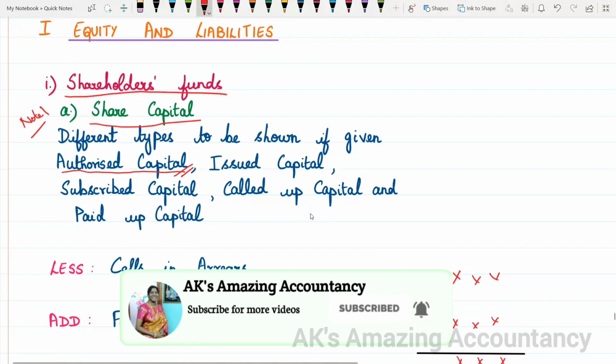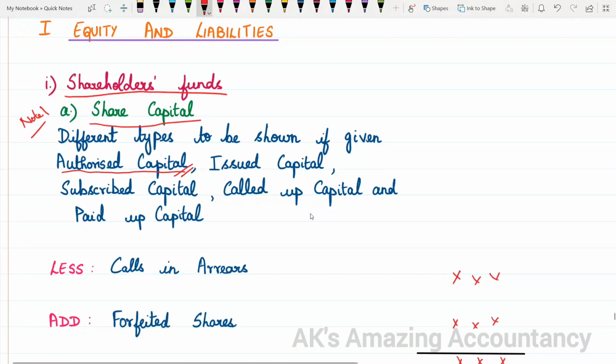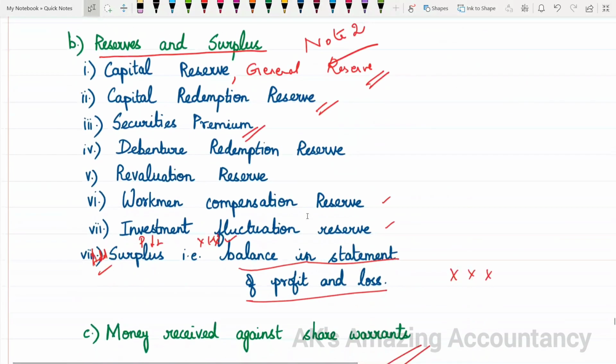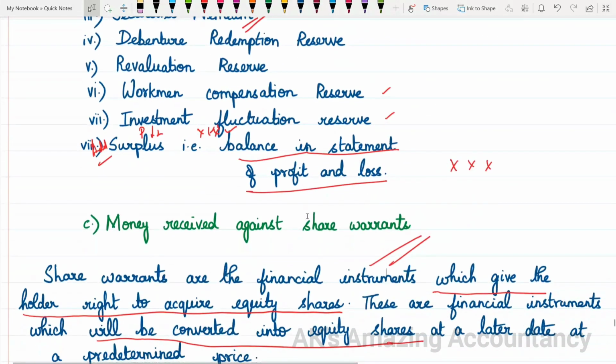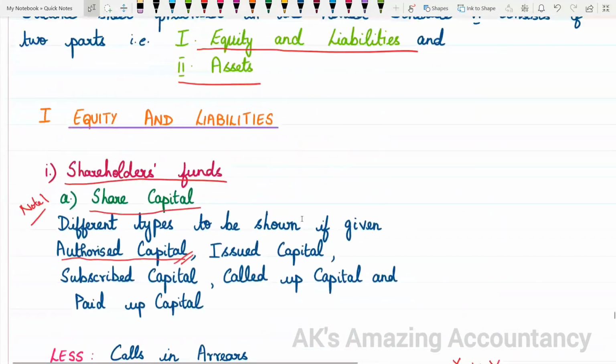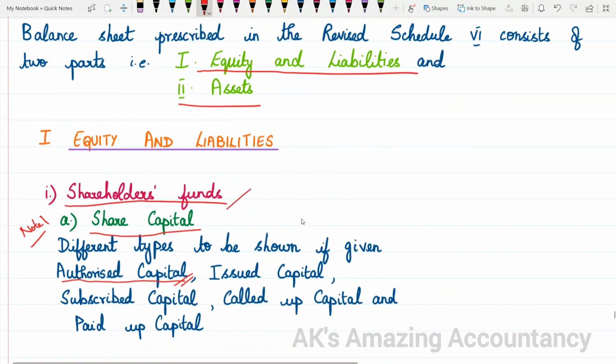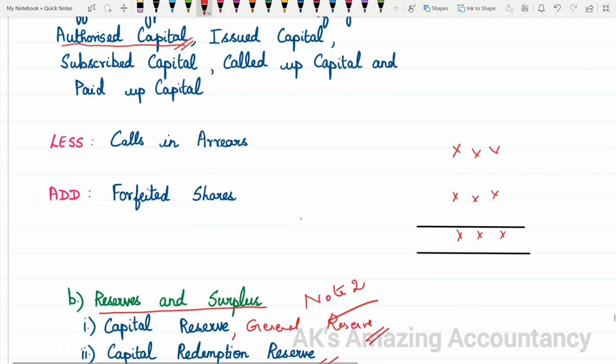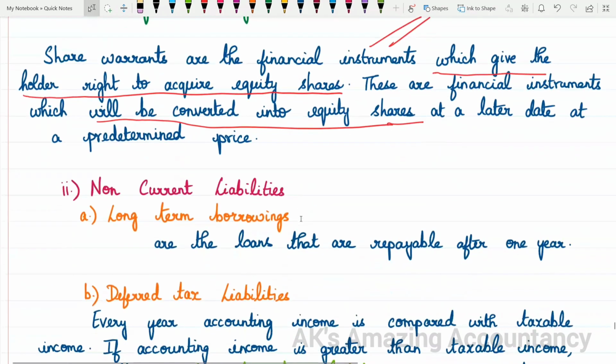First, we start under shareholders' funds. First, we'll have share capital, then we'll have reserves and surplus, and then we'll have money received against share warrants. All this will come under the heading shareholders' funds. Okay, then the next item under equity and liabilities will be non-current liabilities.